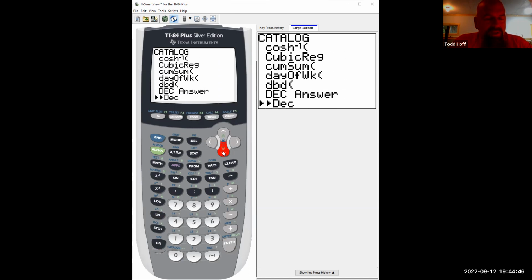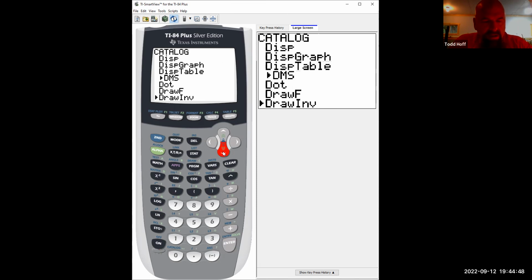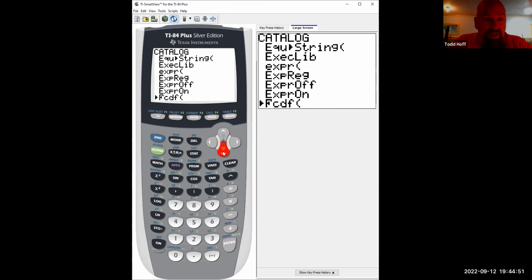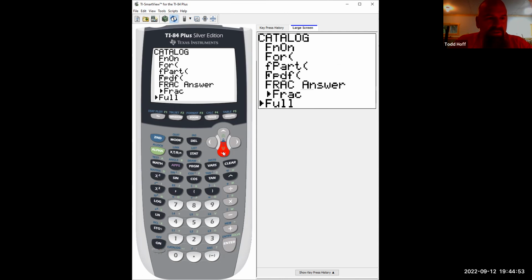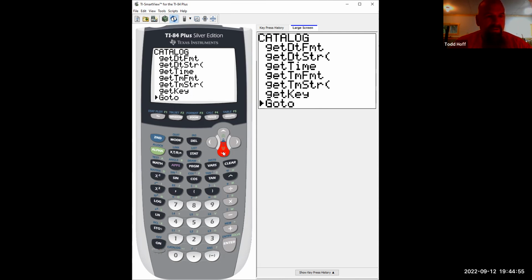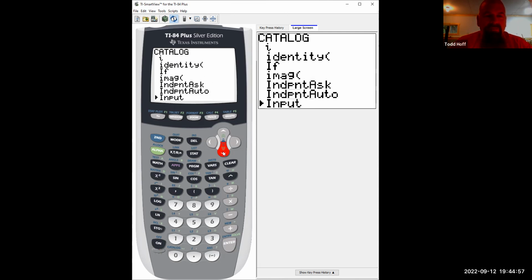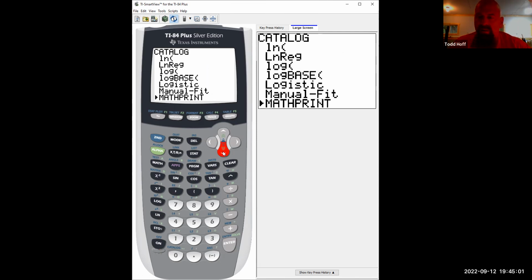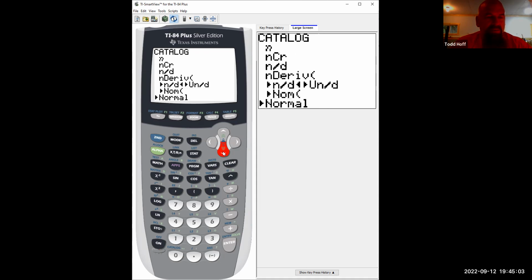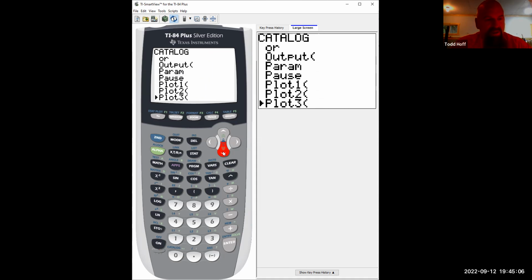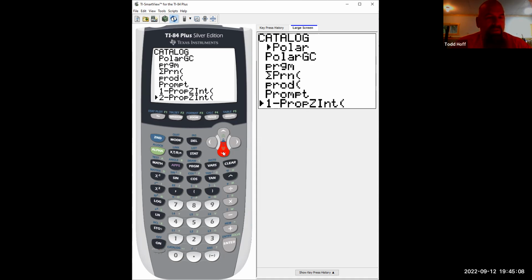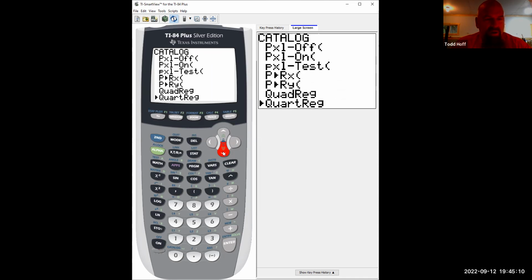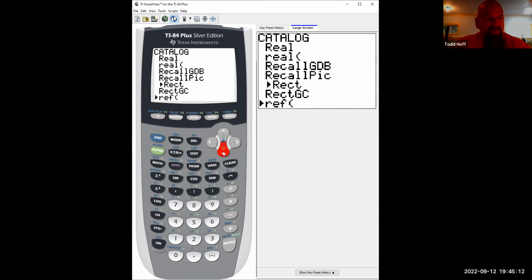All of the functions in your calculator are in this catalog. This catalog allows you to turn certain settings off and on. Many of them can be turned on in the menus. There's diagnostics off and on that are not in any of the menus, and the stat wizard off and on are definitely not in the menus. Most of the others are in the menus.